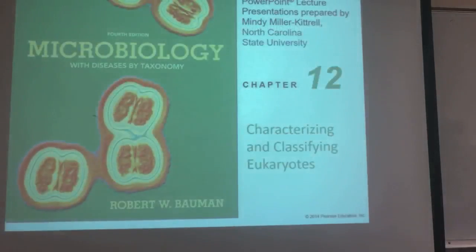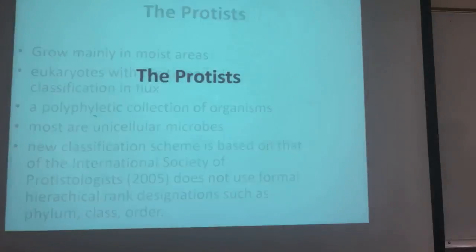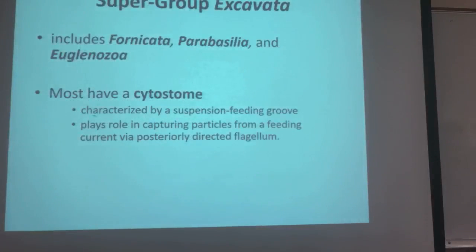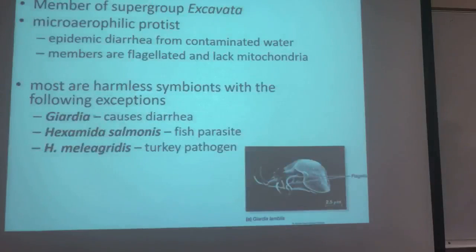Okay. Moving on to eukaryotes, the protists. We want to know about these supergroups. With the supergroup Excavata, we want to know that the Excavata tend to have a feeding groove called the cytosome. An example is Fornicata, and you definitely want to know about Giardia, right? Giardia lamblia, which is really interesting. It causes diarrhea, traveler's diarrhea, right? That's the one to know about.